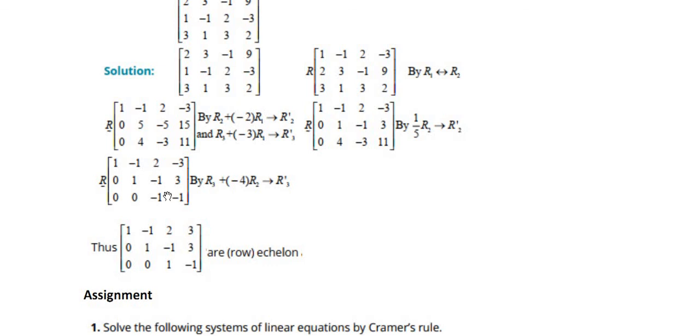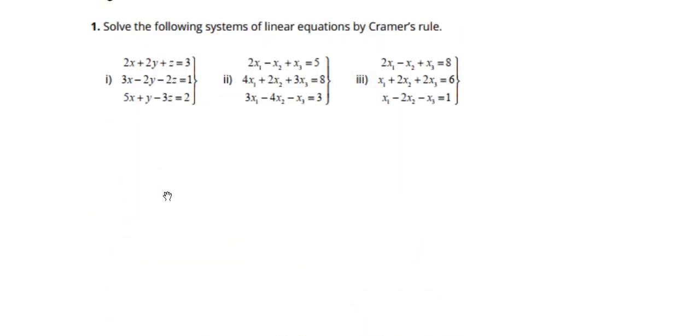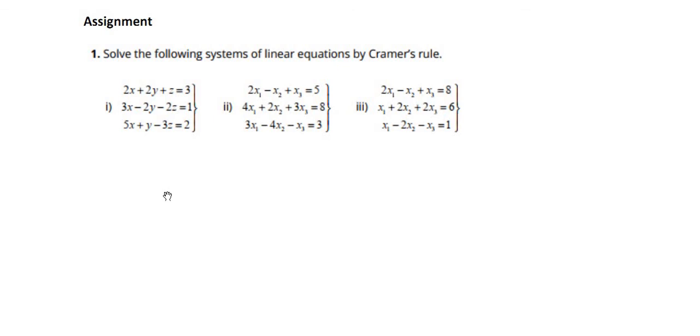We will discuss the next topic inshallah next week. And there is an assignment which you have to solve for your practice. Solve the following systems of linear equations by Cramer rule. There are 3 systems of equations which you will solve by Cramer rule, and this is your practice question.